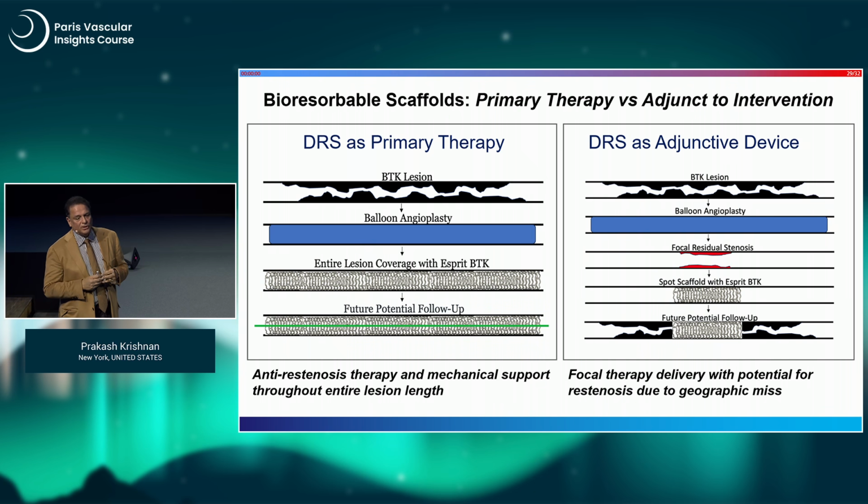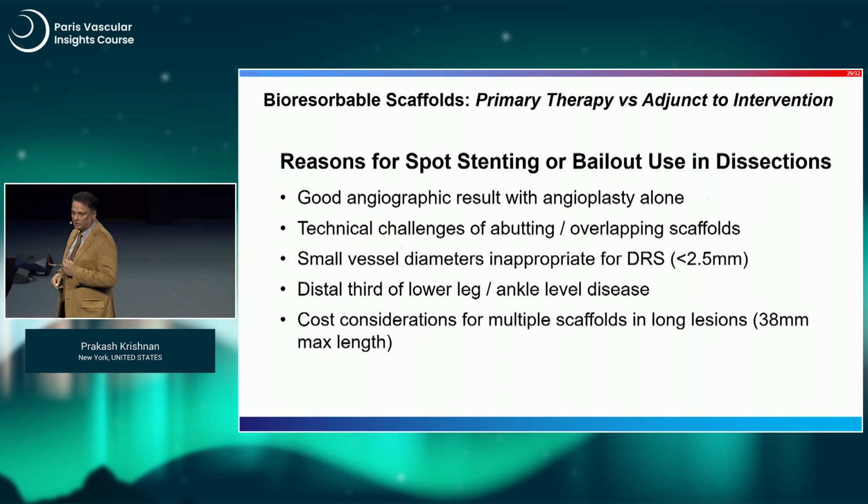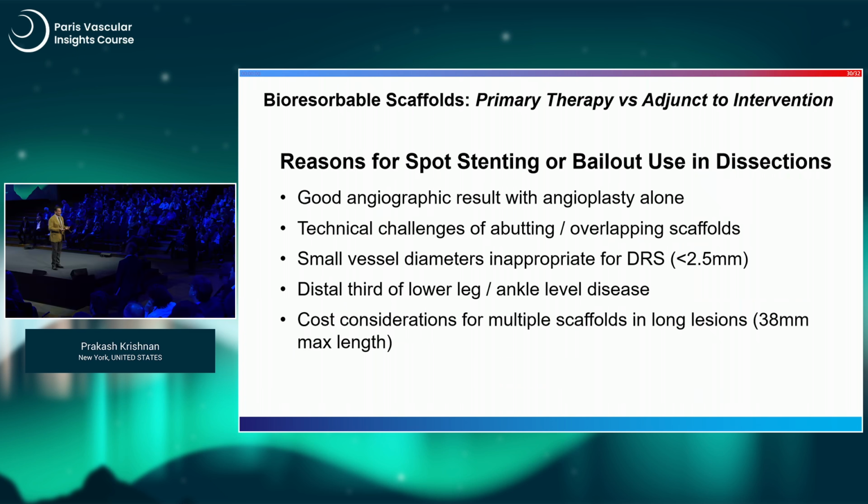The final thought I'd want to leave you with is, how do you use this given the cost? If you look at DRS as primary therapy, you're talking about full lesion coverage and avoidance of geographic miss. And as you can see, that is what would probably result in the best patency with the DRS. However, how do we decide this, and what are the cost implications?